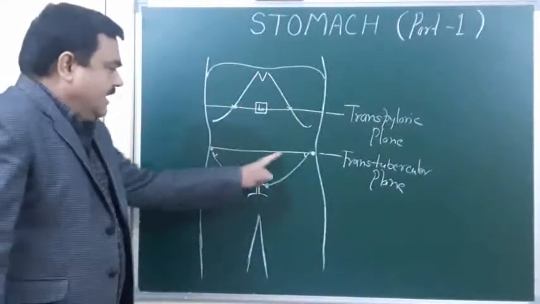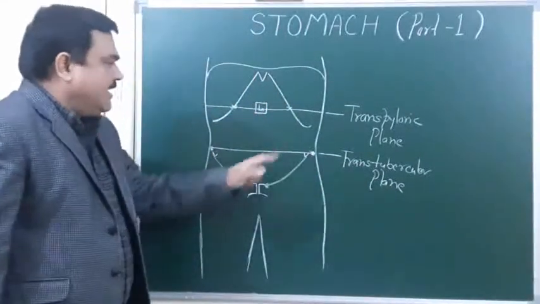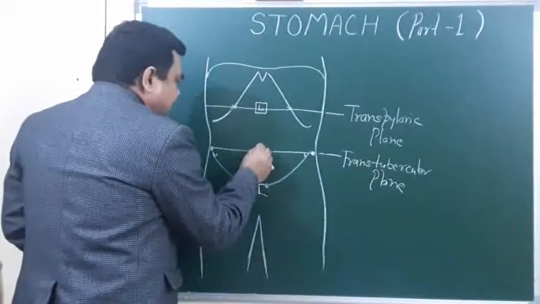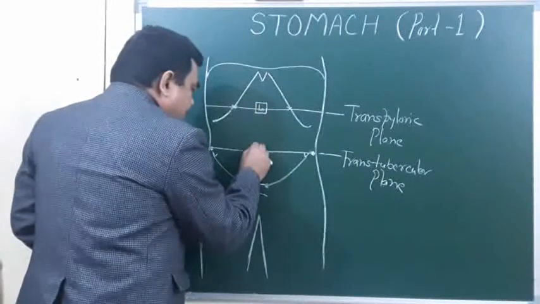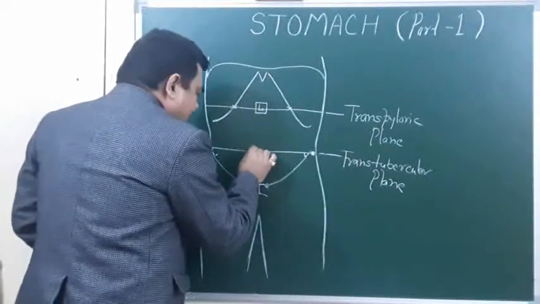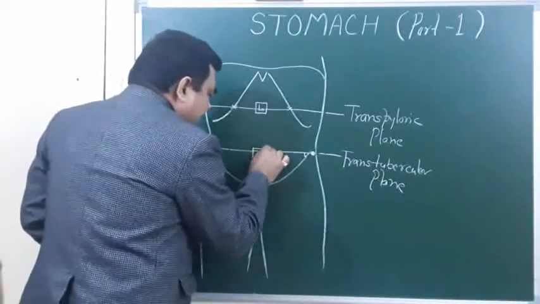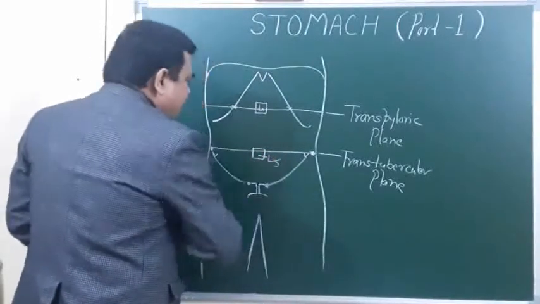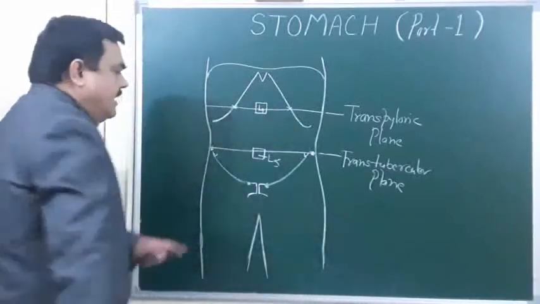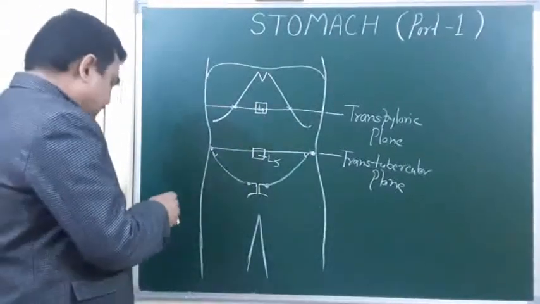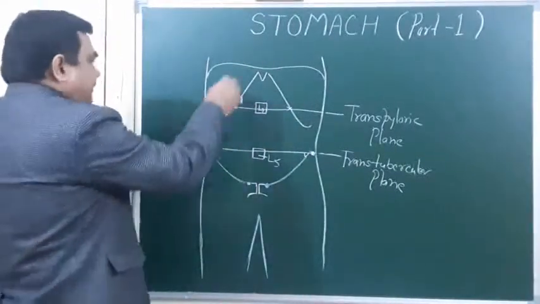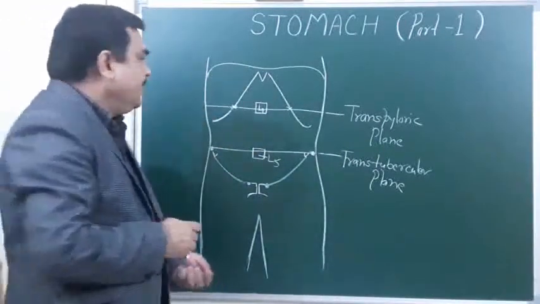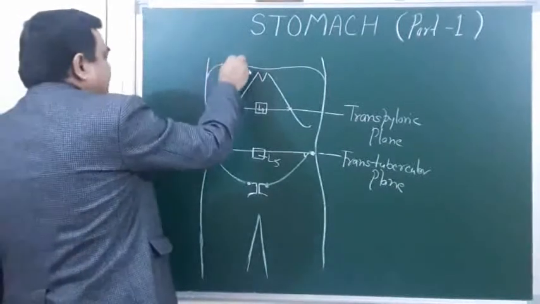This is the tubercle of the iliac crest. It connects the tubercles of the iliac crest, and it passes at the level of the upper border of the L5 vertebra. This is the L1 vertebra. This is the L5 vertebra. So these are two horizontal planes, and there are two vertical planes.